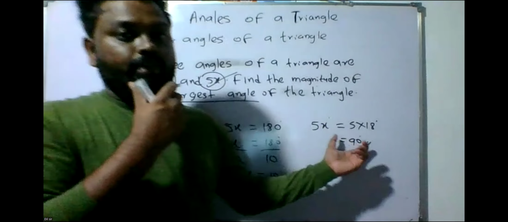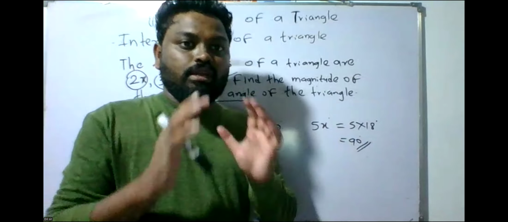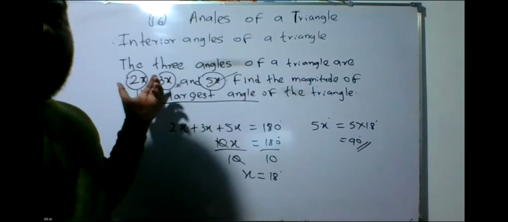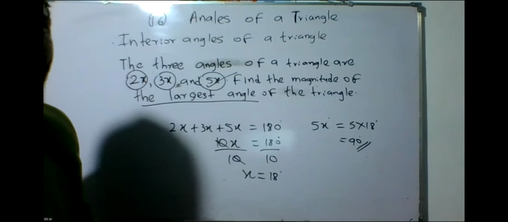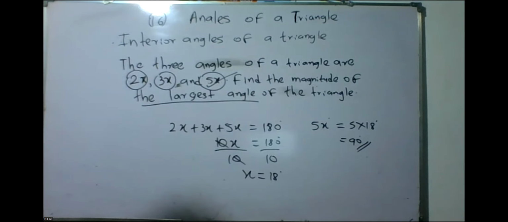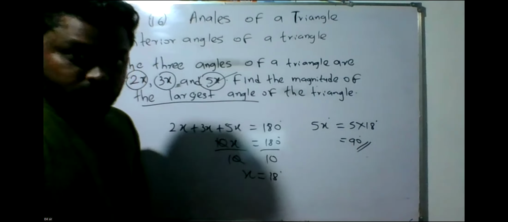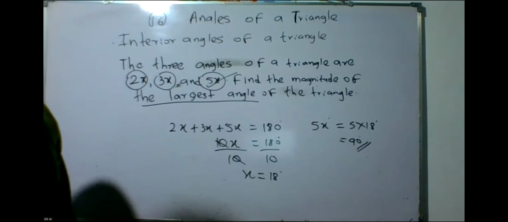Using that we can find out the largest one because the largest term is 5x. Out of these three terms, the largest one is 5x. Hurry. Good. Take your answer quickly.